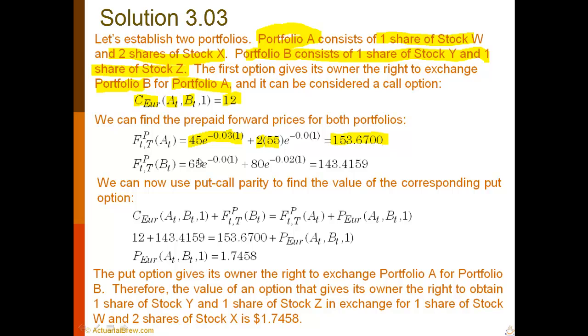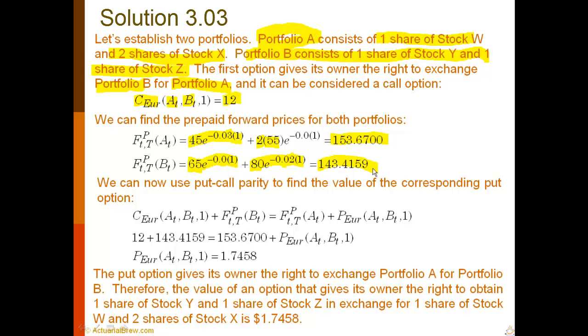Now for portfolio B, 1 share of stock Y has a price of 65 and the dividend yield on stock Y is 0. So the prepaid forward price of stock Y is just 65. For stock Z, the price is 80 and the dividend yield is 2%, and so the prepaid forward price is this right here. The prepaid forward price for the entire portfolio is shown right here.